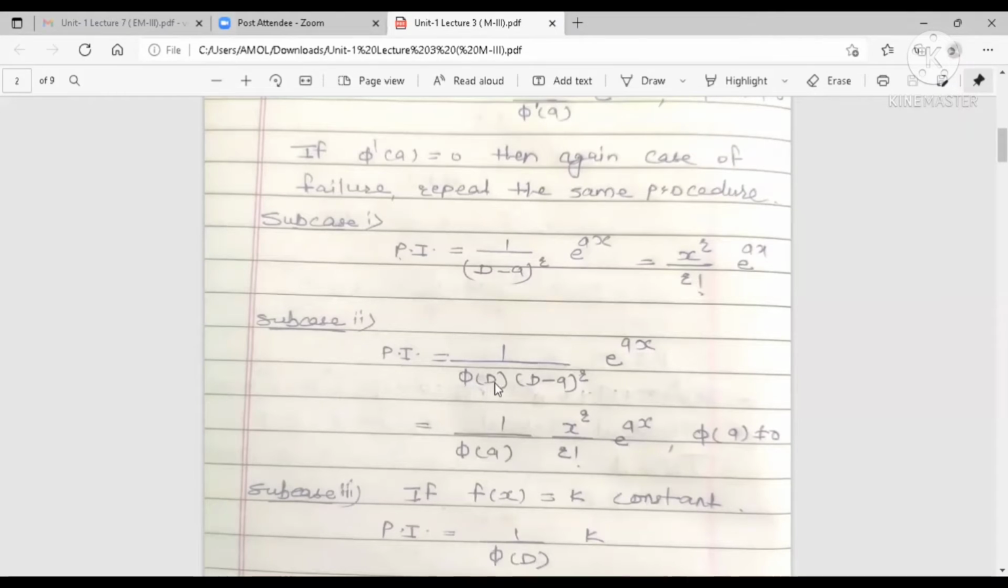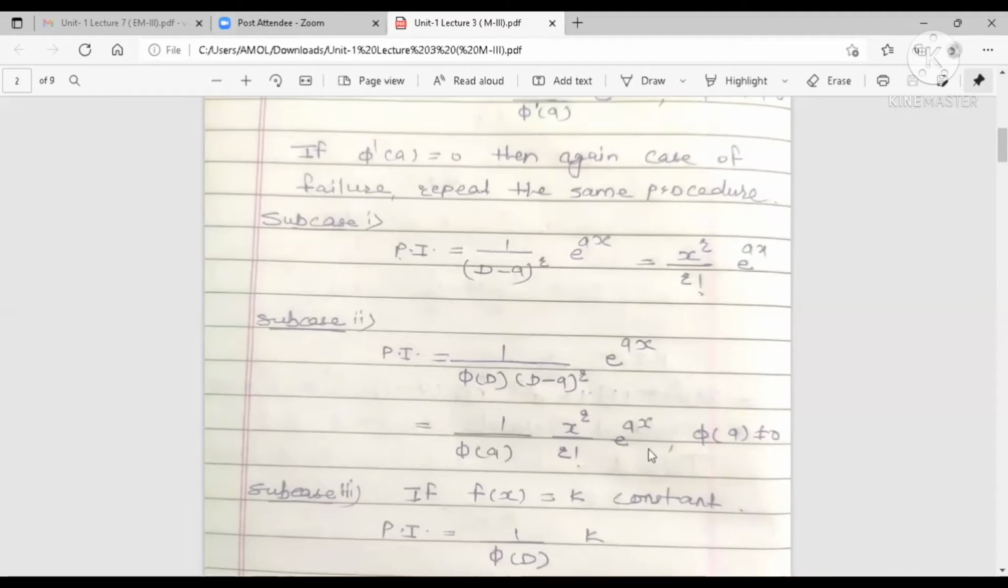After replacing D by a in phi1 of D, your denominator phi1 of a must be non-zero. That is the condition. If it is 0, then it is the case of failure, and you know how to find the PI.